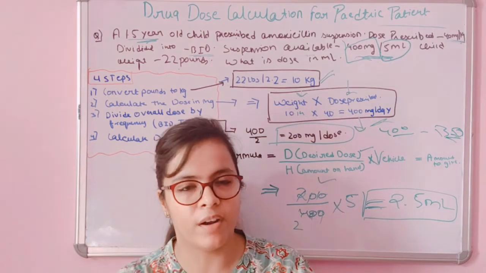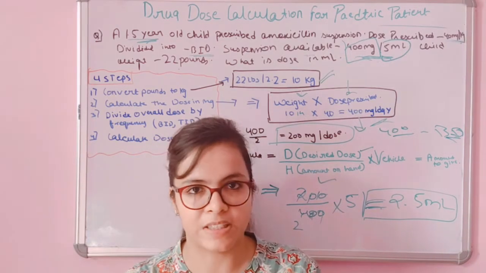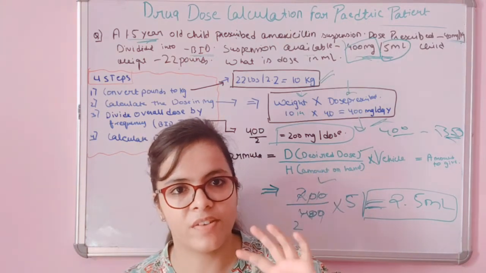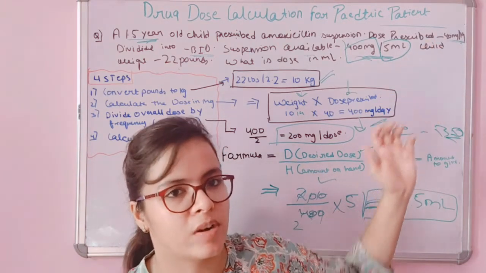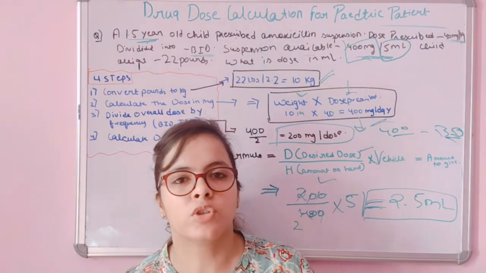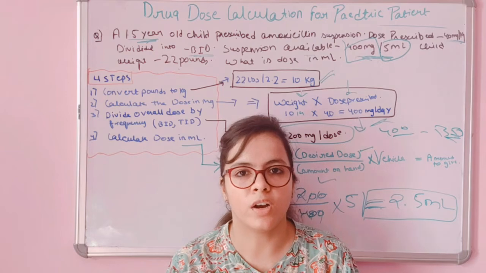So we have learned about all the 4 classifications, that FYC3 classification we have learned about. We have calculated over here and I have given you the example over here in ml. So this was all about drug dose calculation.